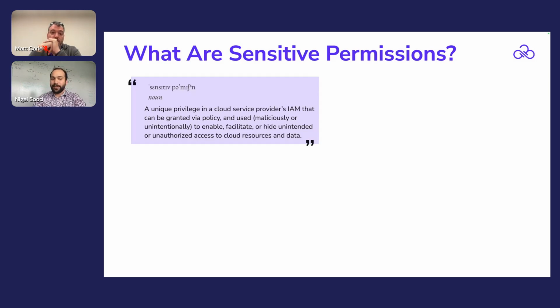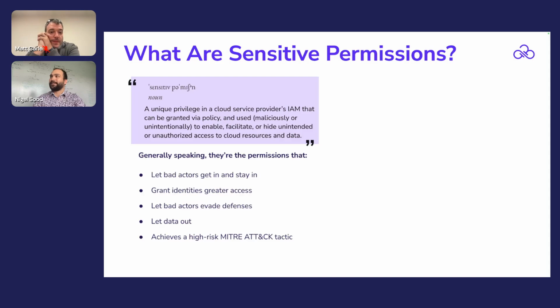Well, they're the entitlements that can be used to enable, facilitate, or hide unintended access to resources and data. It's the things that directly enable a bad actor to achieve one or more of their aims in the cloud. Like Matt mentioned, we tie this to MITRE. And this may seem like a super broad definition, and it absolutely is. So we'll break it down a little bit further and try and expand on this.